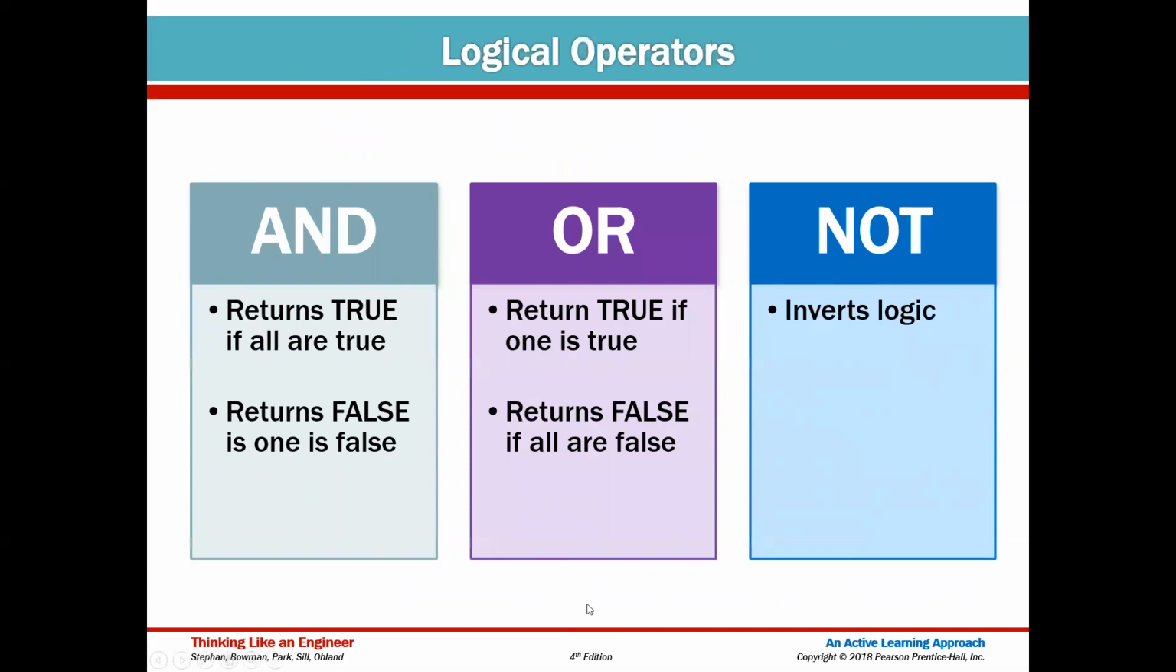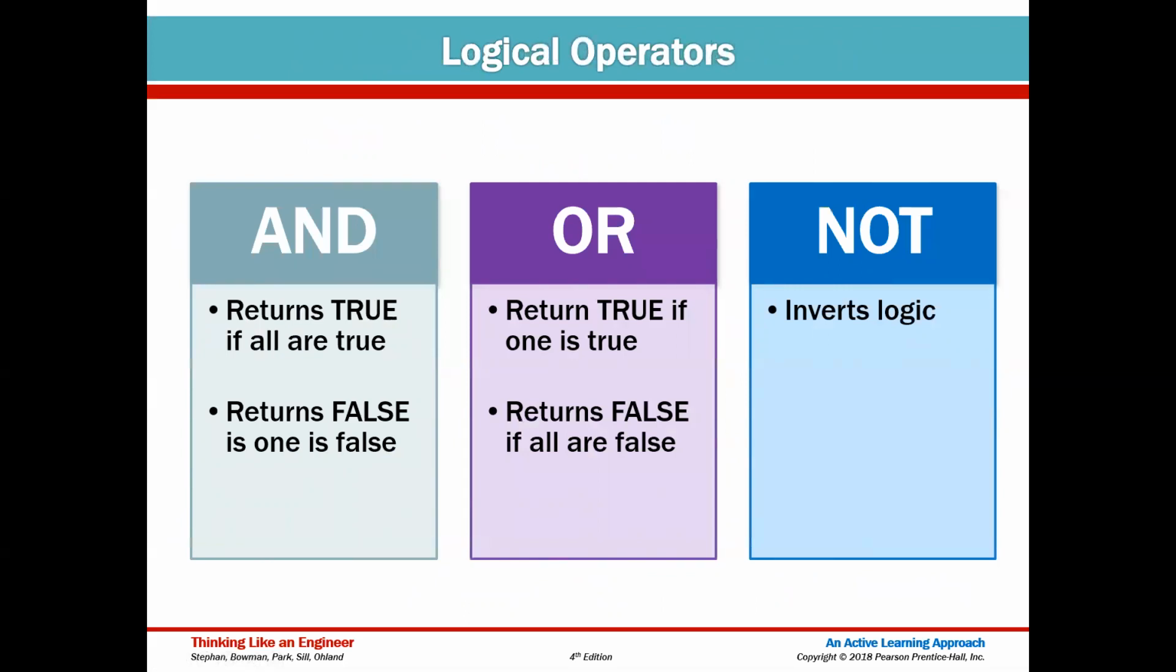Our logical operators, so when we really get into more complex conditionals, you're going to use your AND, your OR, and your NOT. An AND returns true if all of the statements within the AND built-in function are true. It returns a false if at least one of the statements is false.